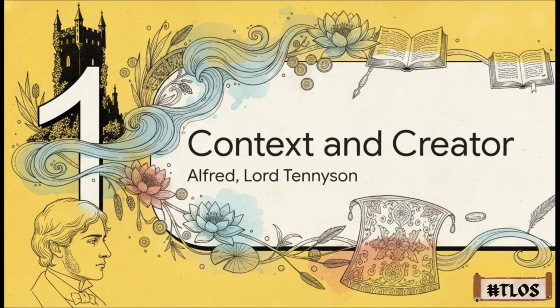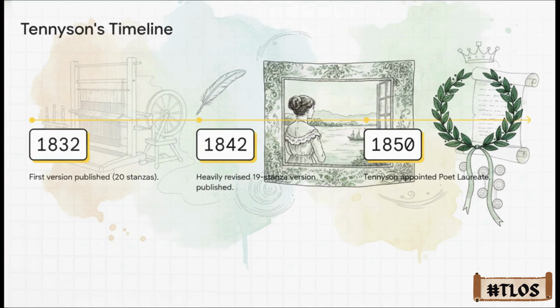So, Section 1, Context and the Creator. Before we unravel the poem itself, we really need to understand the brilliant mind behind it and figure out where this piece fits into his career. Now, this timeline is super helpful for seeing Tennyson's evolution into the definitive Victorian poet. You see, he didn't just write The Lady of Shalott once and call it a day.